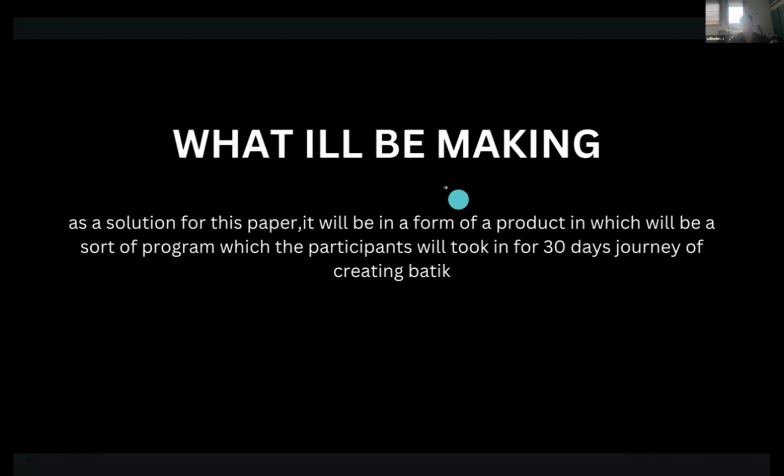So my idea, as a solution for this paper, is to make a product. Since it's art therapy, I decided to make it a sort of program, which I will also make into a kit. The participants have to take part in it, and it will take 30 days, a journey of creating batik.